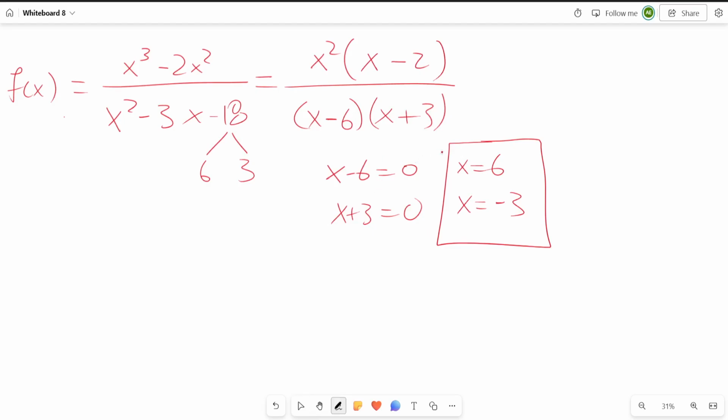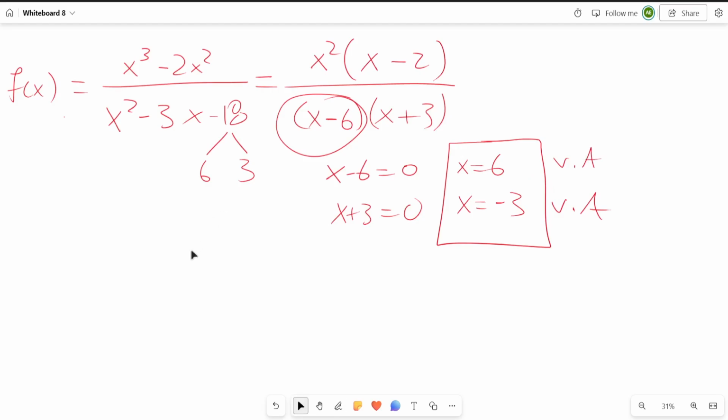Now I need to determine either vertical asymptotes or holes. Over here, do I have any shared factors with x plus 3? No, so this is a vertical asymptote. Do I have any shared factors in the numerator or denominator with x minus 6? Do I have any x minus 6 in the numerator? No, so it's also a vertical asymptote.